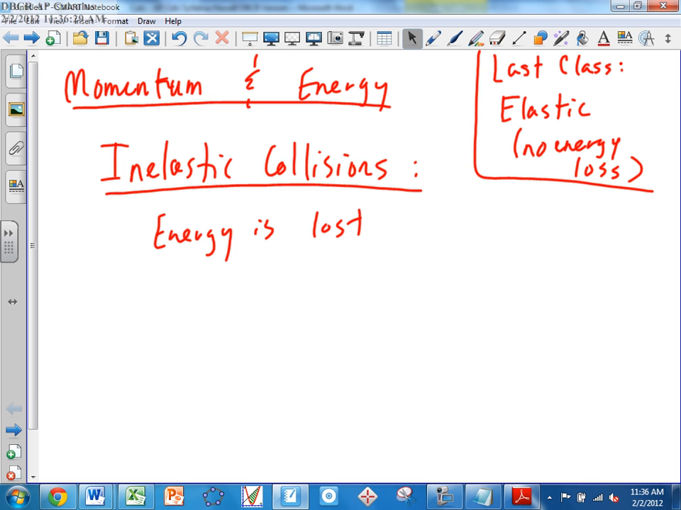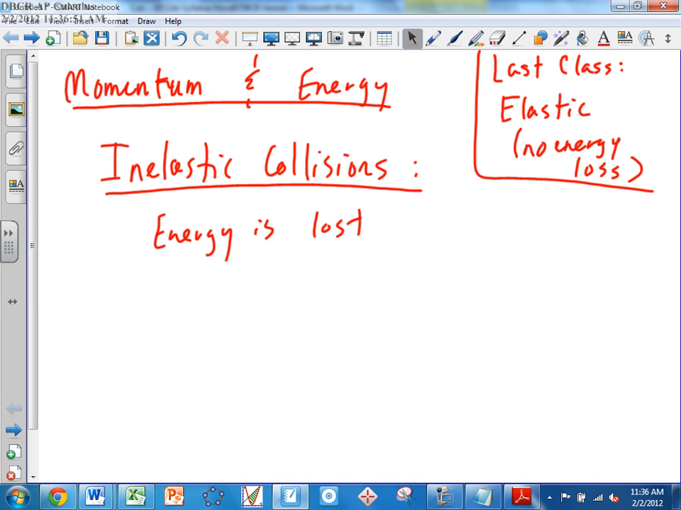So for example, when two objects collide, and when they collide, they happen to stick together. They can only stick together from heat. Heat is energy loss. That's a simple example to think about always. So it's an object that gets somehow stuck to the other object, and we lose some sort of energy there.